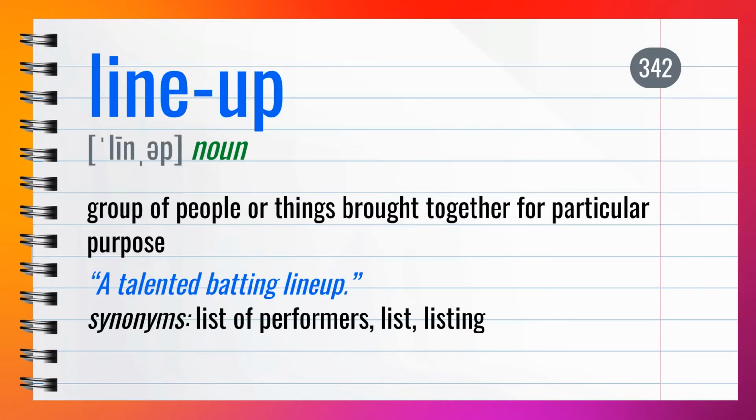Line up. Line up means group of people or things brought together for particular purpose. For example, a talented batting lineup. Synonyms: list of performers, list, listing.